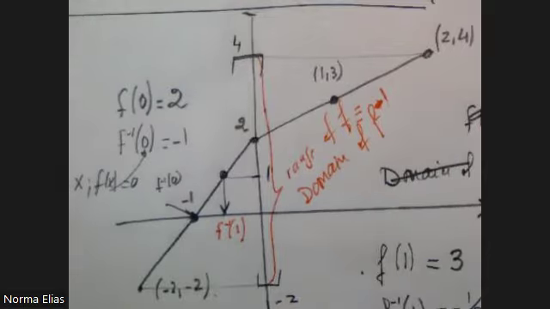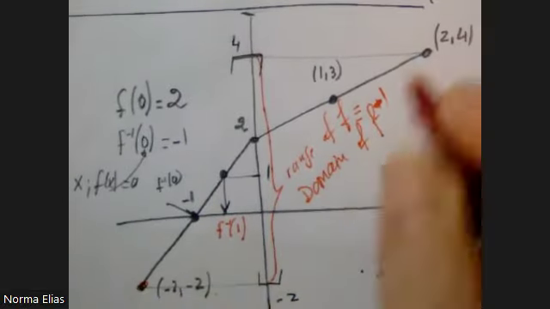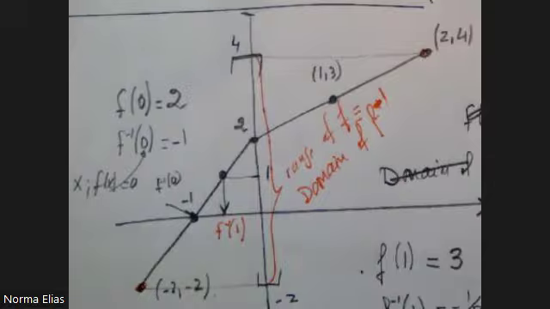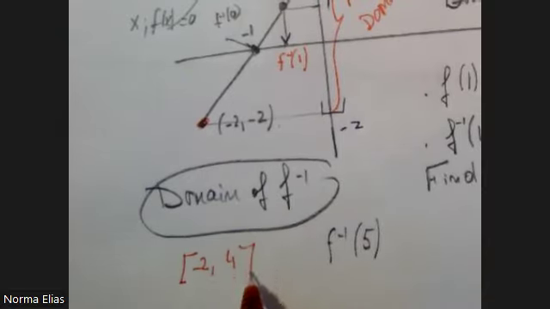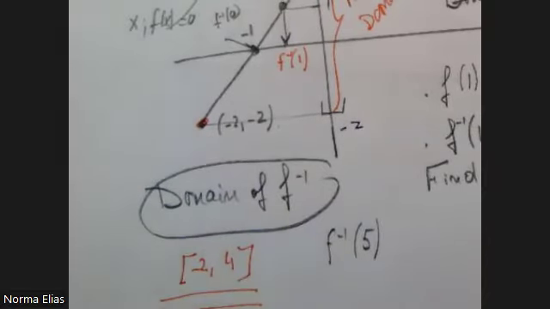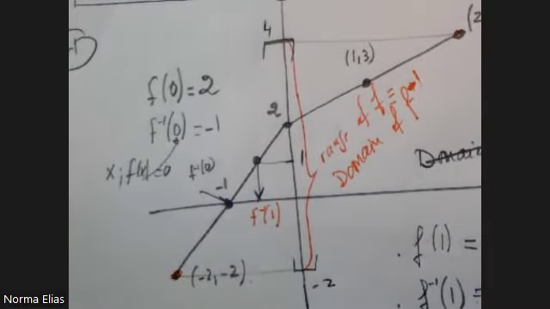That's the domain of f inverse because f inverse takes for input the output of f. Yes, absolutely correct. So the domain is going to be, according to my picture, minus 2 and 4 are included. So the domain is closed at minus 2 and closed at 4, because minus 2 and 4, according to the picture I gave you, seem to be included in the range.